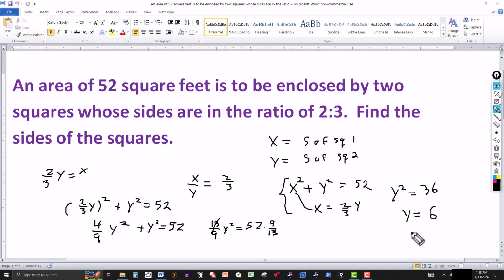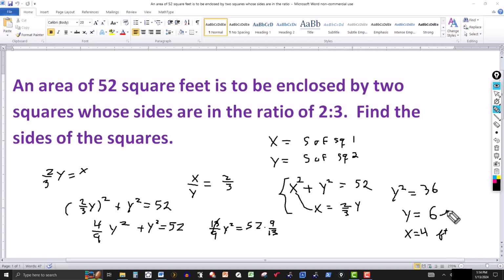Now we need the x, so we can plug it into here. Put a 6 where the y is. So 2/3 of 6 is 2, and then 2 times 2 is 4. So x equals 4, and this is going to be in feet. So the length of one of the squares is 4 feet. That's one of the sides.